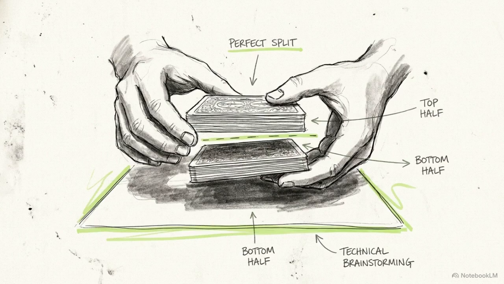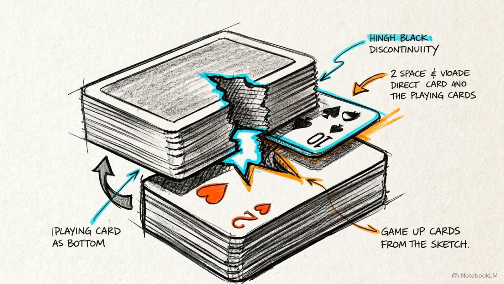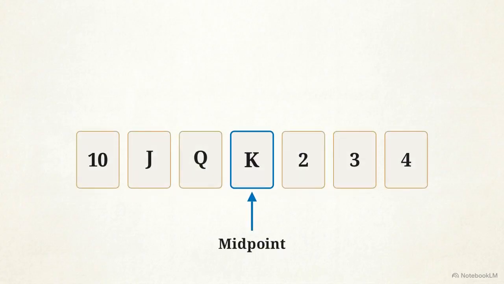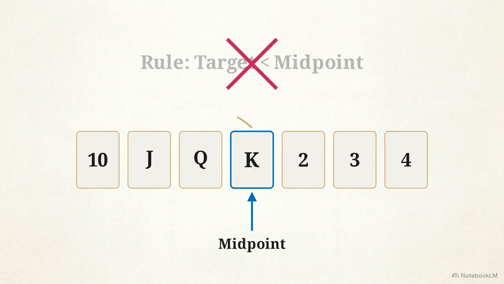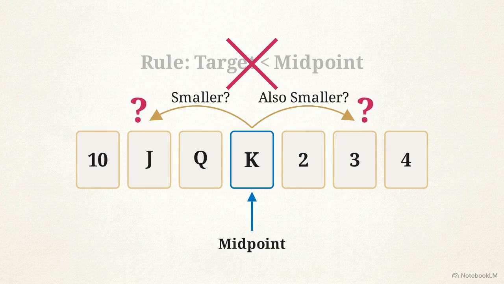Take a sorted deck of cards and cut it. When the bottom half is placed on top of the stack, the sequence of numbers breaks. If you try to find a specific card now, the standard binary search logic fails because the middle card no longer tells you which direction the sequence is heading.